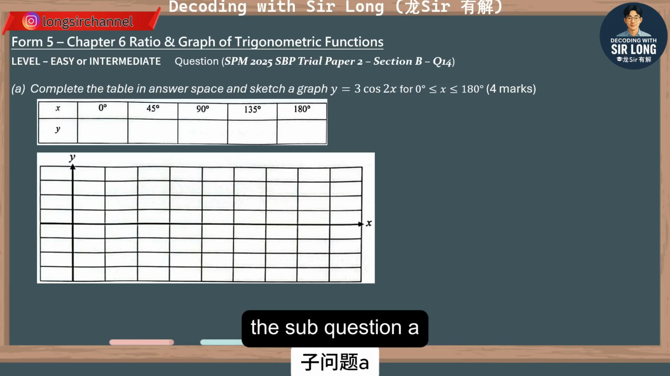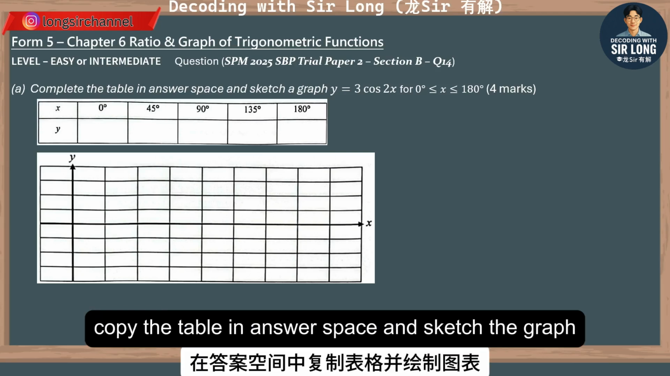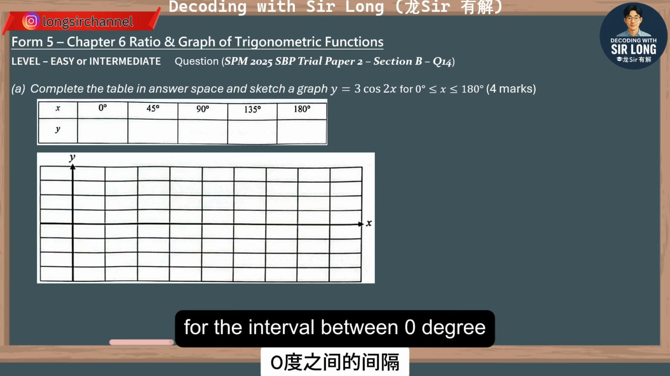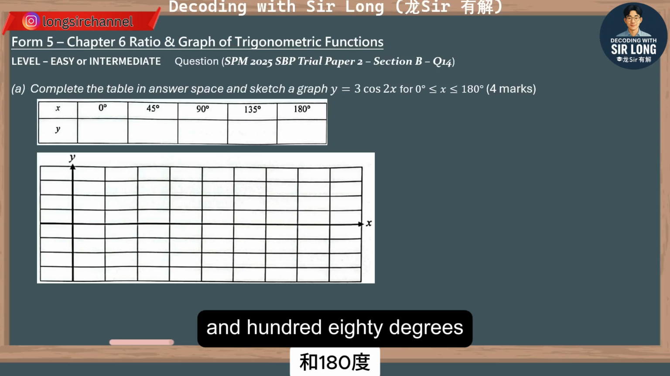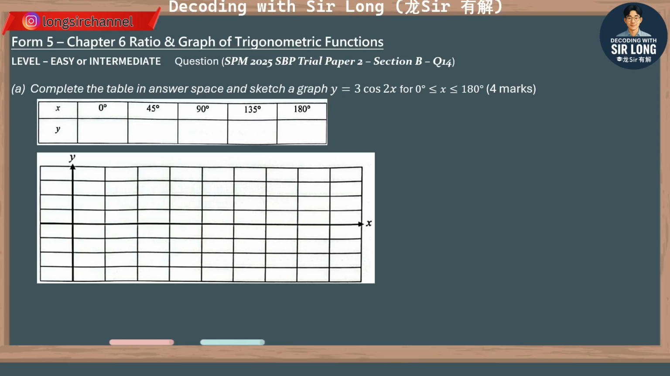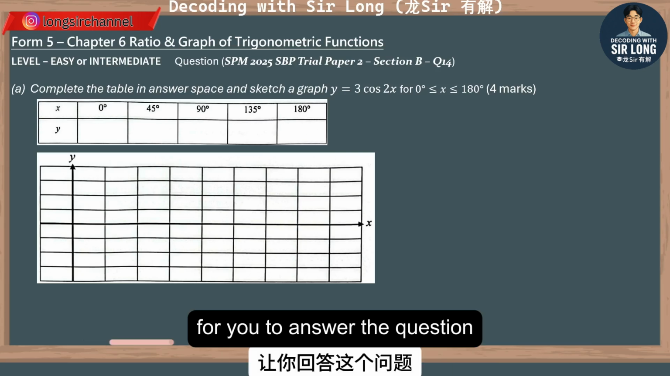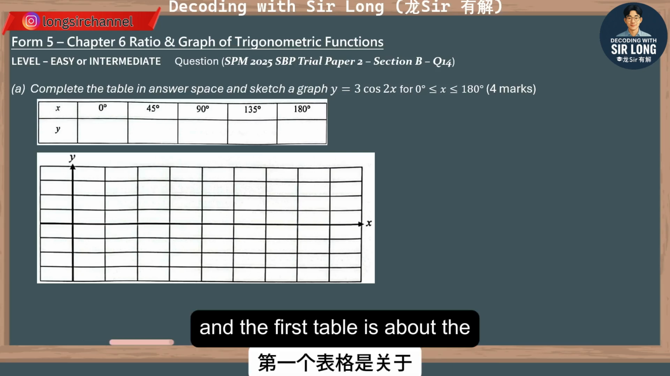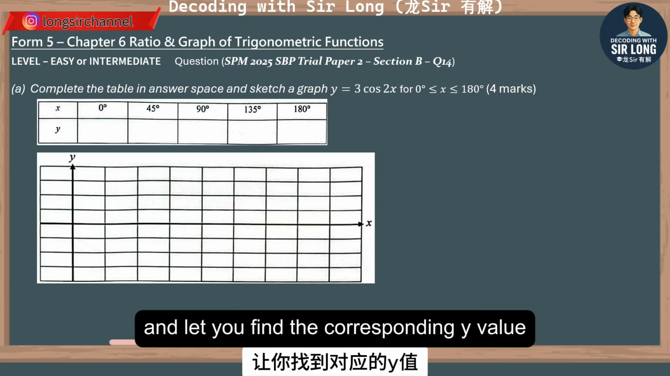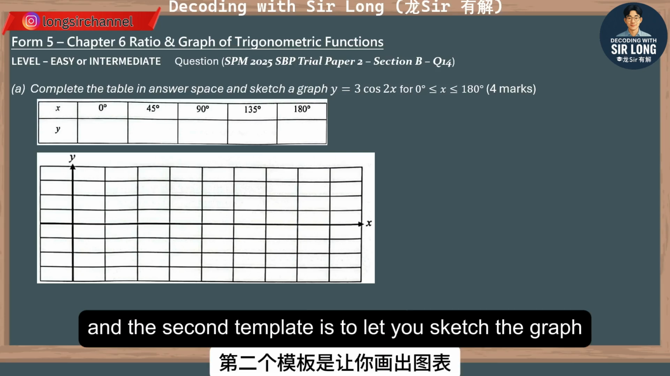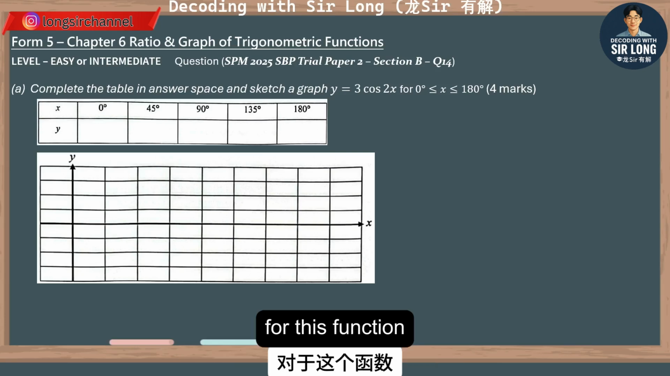Sub-question A. The question is pretty straightforward. Complete the table in the answer space and sketch the graph y equals 3 cosine 2x for the interval between 0 degrees and 180 degrees. This question gives you 4 marks. There are 2 templates provided: the first table lists x values and lets you find the corresponding y values one by one, and the second template is for sketching the graph of this function.